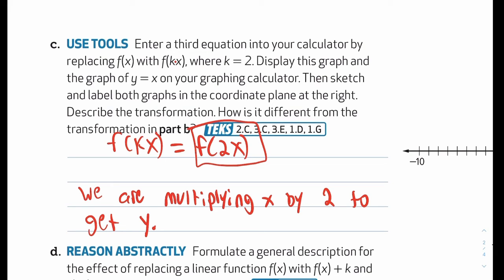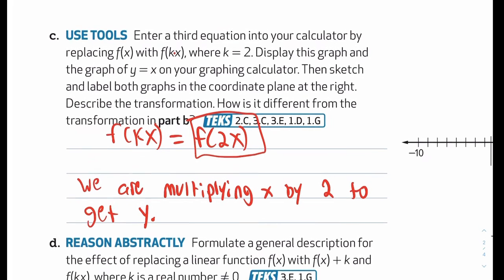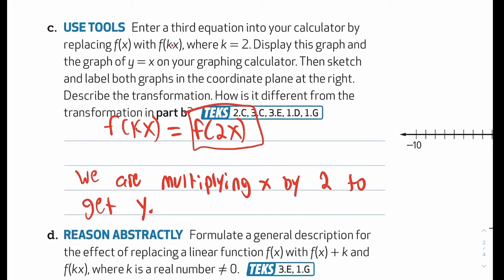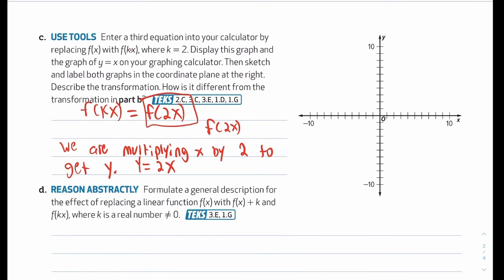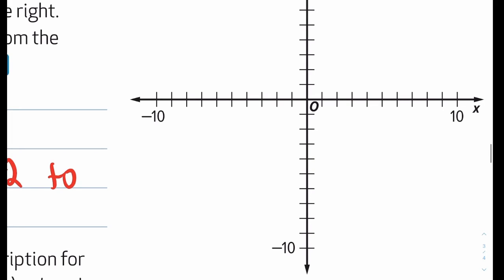It's really weird, but that's what I was telling you, is that function notation can do some cool things. How this would look as a regular equation is y is equal to 2 times x. That's it. The regular equation looks like that. The function notation looks like f of 2x. It'll make sense eventually. This is just your first time doing these transformations, so it's okay that it doesn't make perfect sense yet, but it will. It's just going to take some time to catch on.